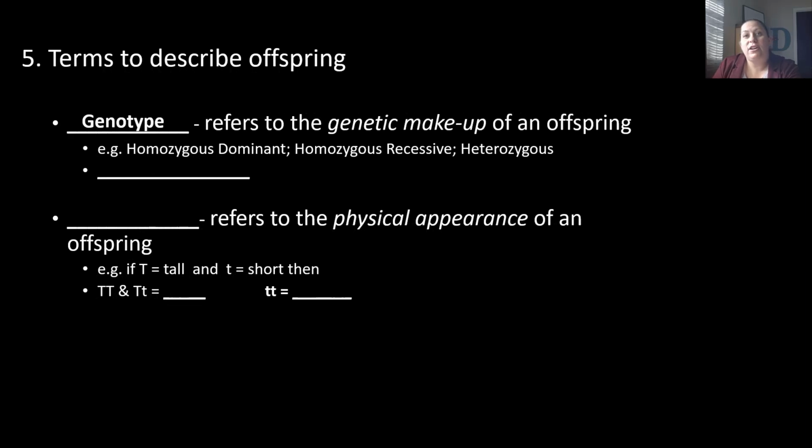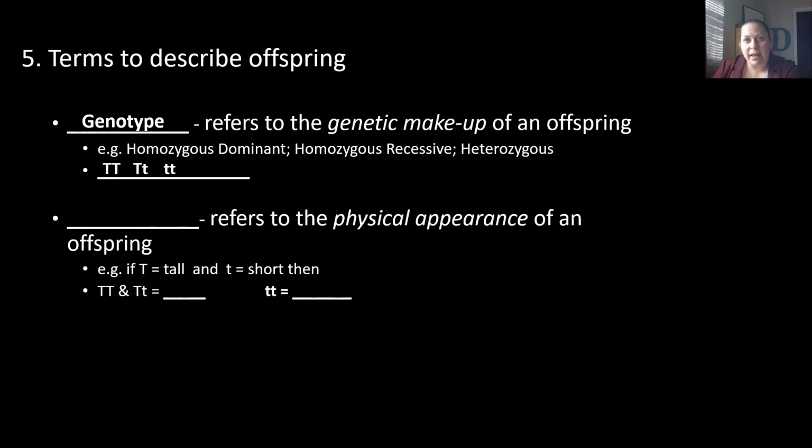Another term we need to look at are genotype versus phenotype. Genotype refers to the genetic makeup of an offspring. So we could say they're homozygous dominant, or they're homozygous recessive, or they're heterozygous. Okay, it's going to be looking at those letters. So homozygous dominant, they're big T, big T. Homozygous recessive, they're little t, little t. Heterozygous, they're big T, little t.